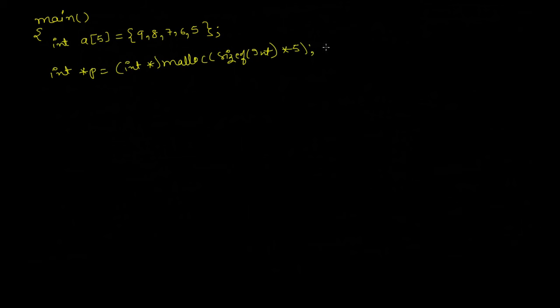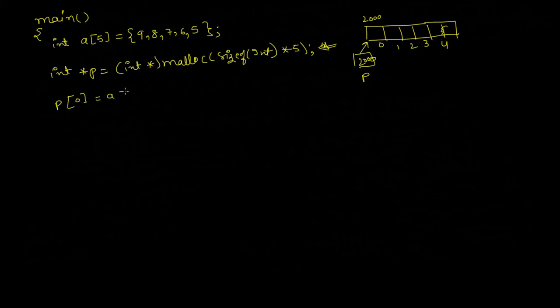If you view this statement in a graphical way, you can see that 5 index locations are allocated. This is the first index location, the second, the third, the fourth, and the fifth. Let us suppose the base address is 2000, then this 2000 will be stored in p. Now if I do p[0] = a[0], from this p I am trying to access the 0th index location, and at this location I store the data held by a[0], so it is now going to store 9.